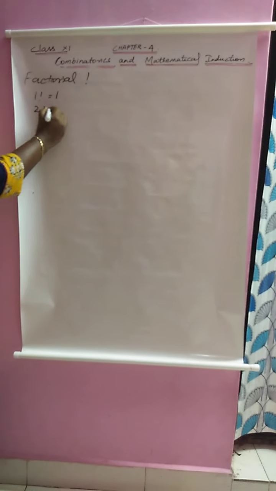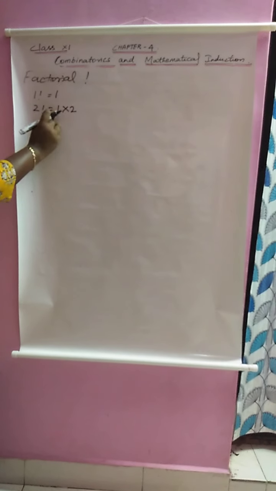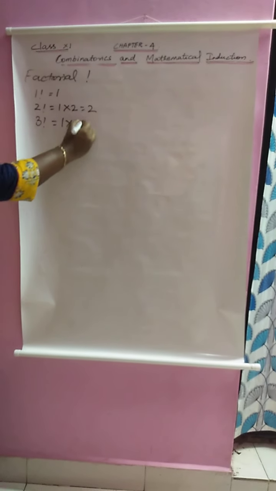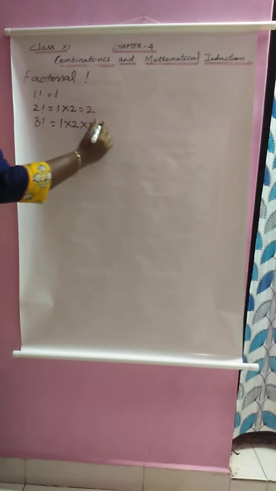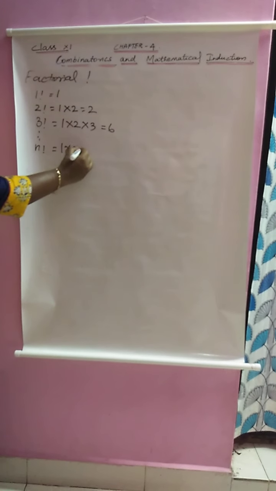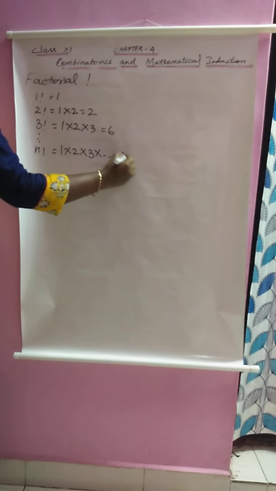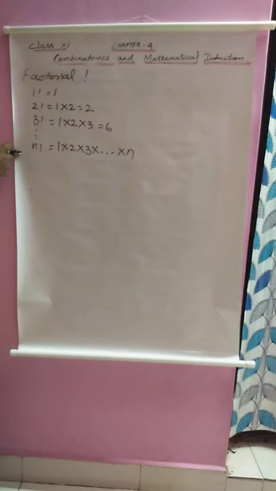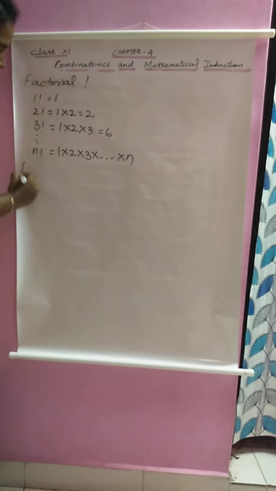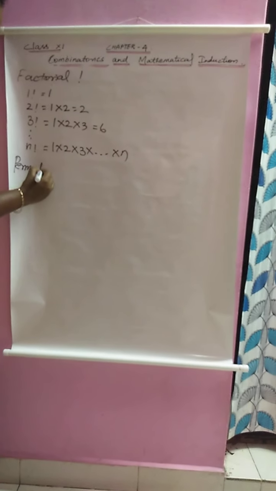Factorial is denoted by this sign, !. 1 factorial is 1. 2 factorial is 1 into 2, that is 1 2s are 2, and 3 factorial is 1 into 2 into 3, 1 2s are 2, 2 3s are 6. Similarly, n factorial is 1 into 2 into 3 and so on up to n. So now we know what factorial is. Now let's go into the topic permutation and combination.